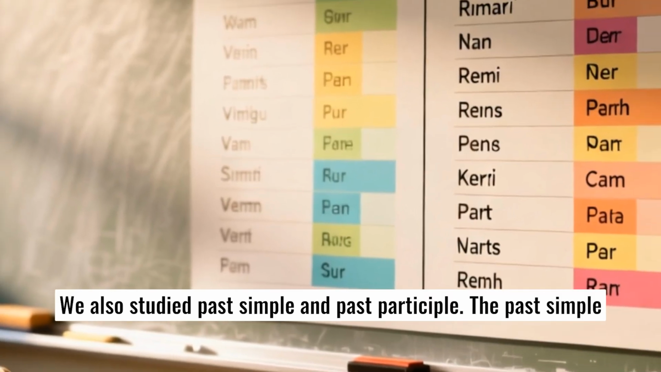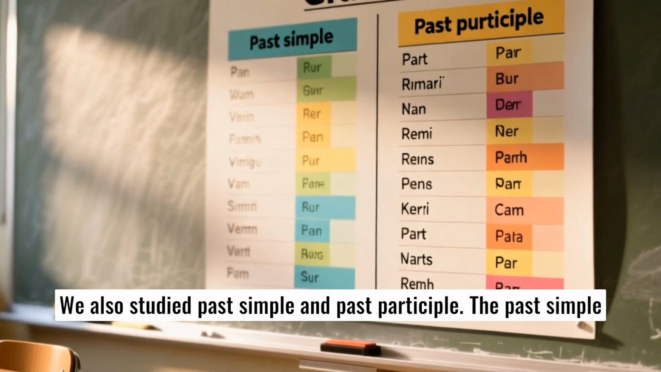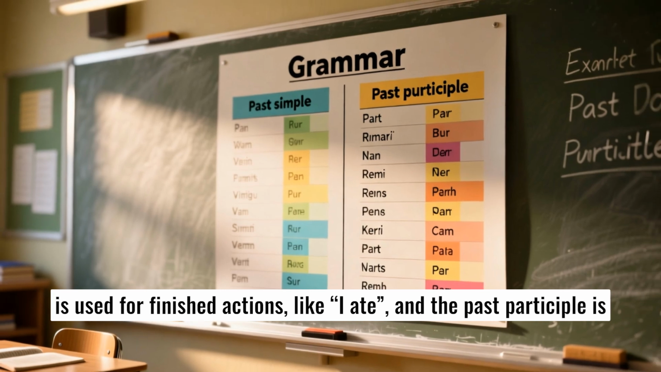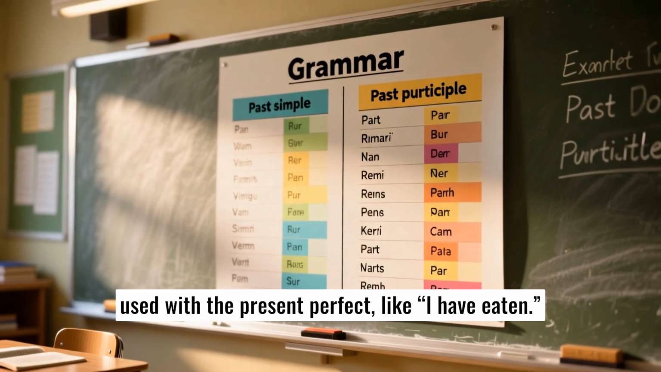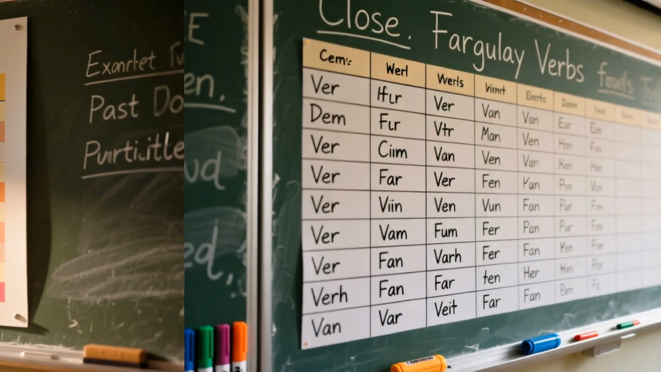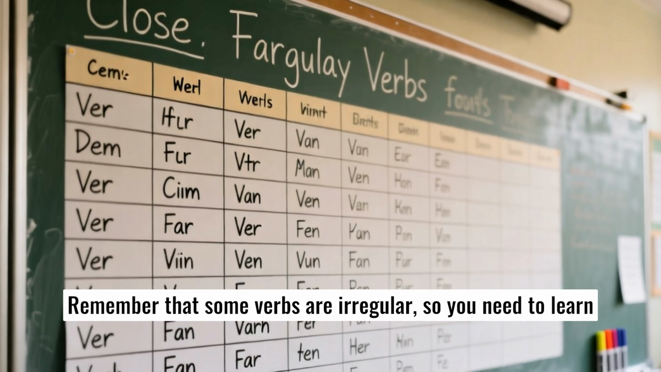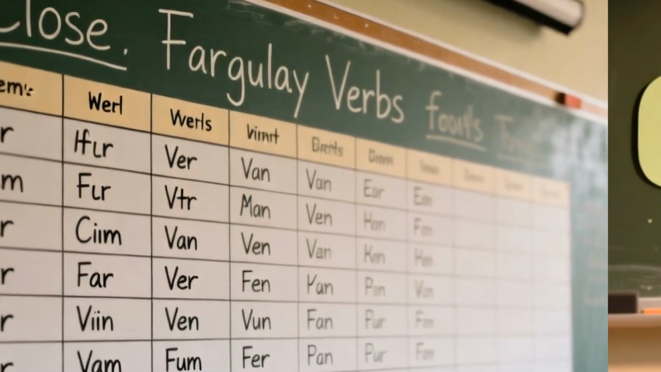We also studied past simple and past participle. The past simple is used for finished actions, like I ate, and the past participle is used with the present perfect, like I have eaten. Remember that some verbs are irregular, so you need to learn them.